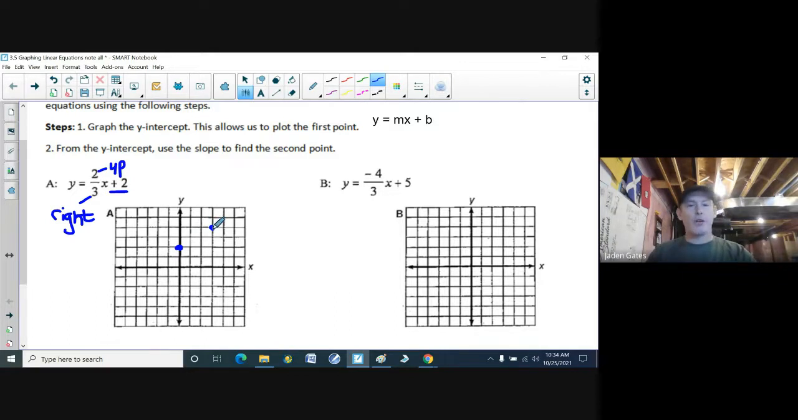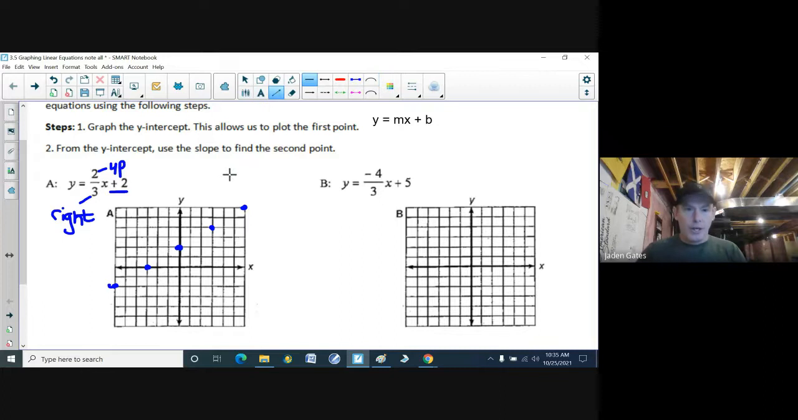Now, like I said, I want to use more points. So let's try up 2, right 3, and there's another point. Because the pattern of a line stays the same, you can look at the pattern left to right or right to left as well. For instance, down 2, left 3, down 2, left 3. And so now I could continue this pattern going left. Down 2, left 3. Down 2, left 3. There we go. So there is a left to right pattern and a right to left pattern that you can use.